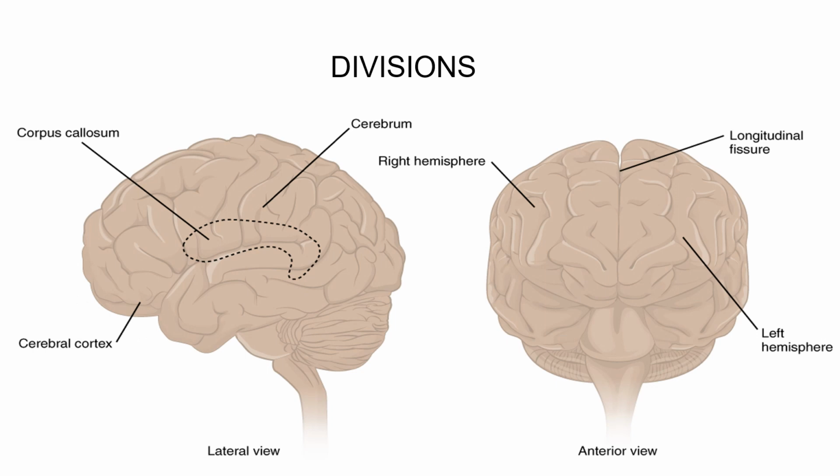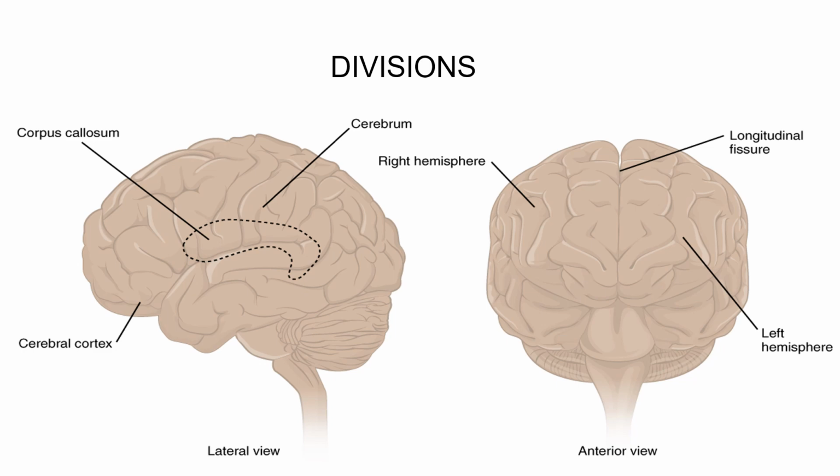Let's begin with some general anatomy of the brain. The brain can be split up into many different divisions, and what I want to show you are the four main divisions, and then we'll talk about more specific structures within all four of those divisions.